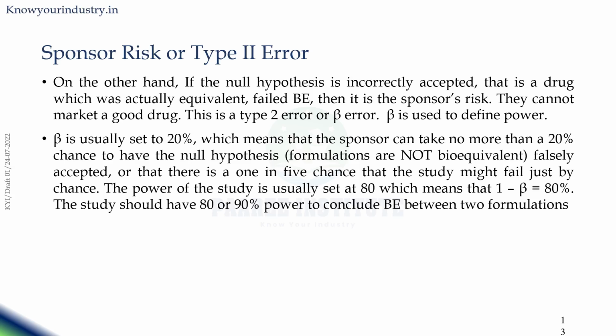Beta is used to define the power. Beta is usually set at 20%, which means the sponsor can take no more than 20% chance to have a null hypothesis falsely accepted, and that there is 1 in 5 chance that the study might fail just by chance. The power of the study is usually set at 80%, which means 1 minus beta is equal to 80%. The study should have 80 or 90% power to conclude bioequivalence between the two formulations.